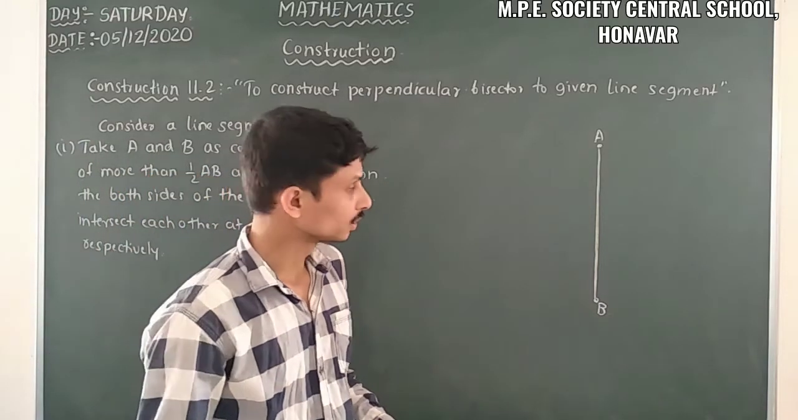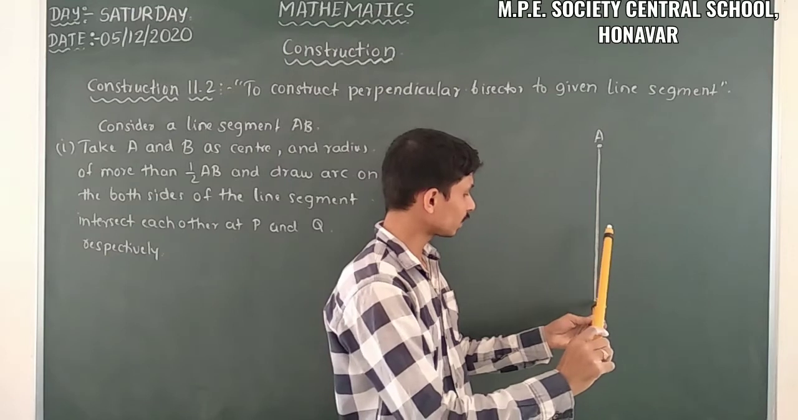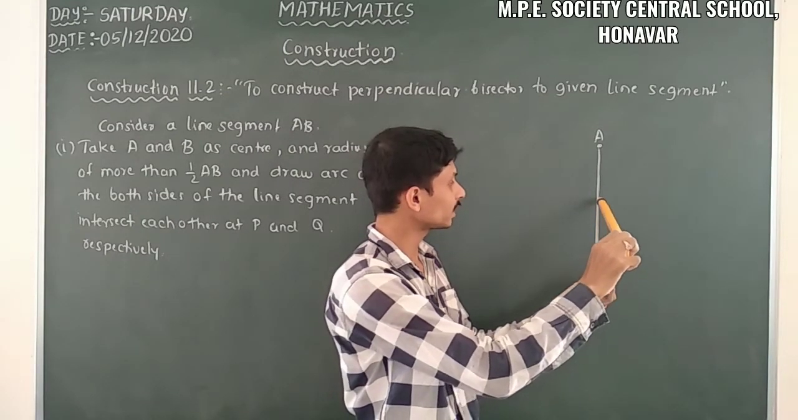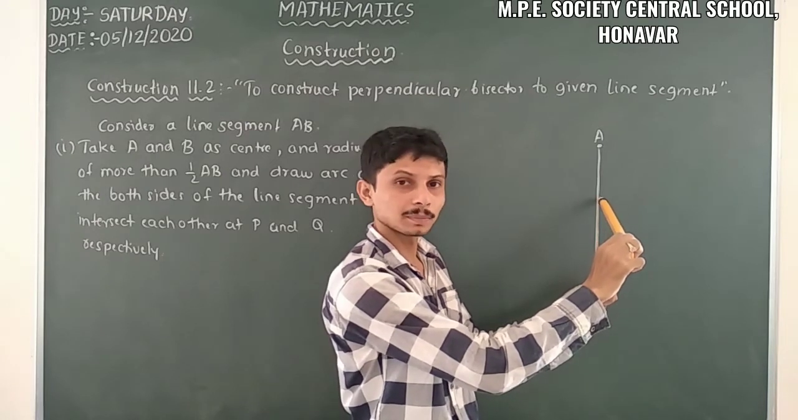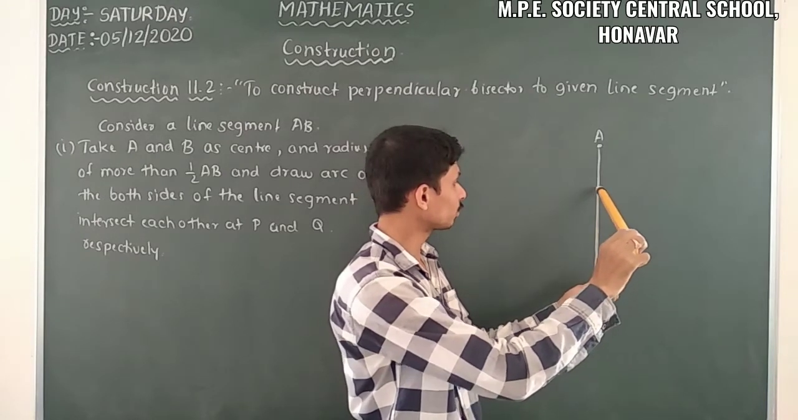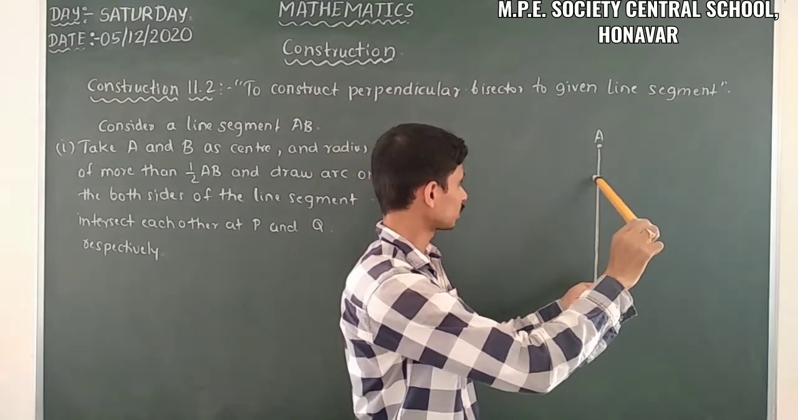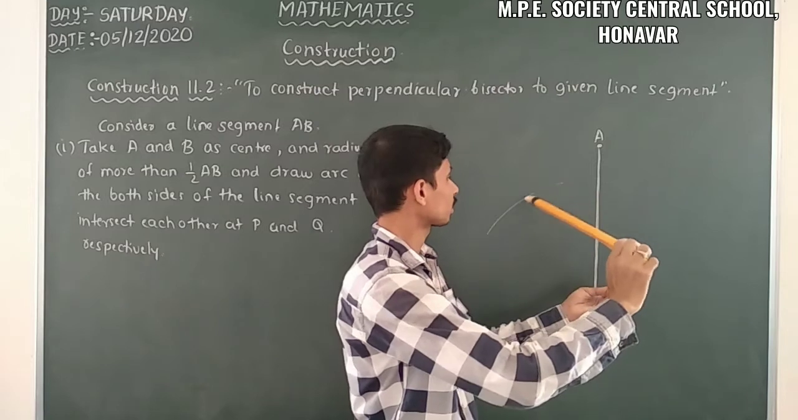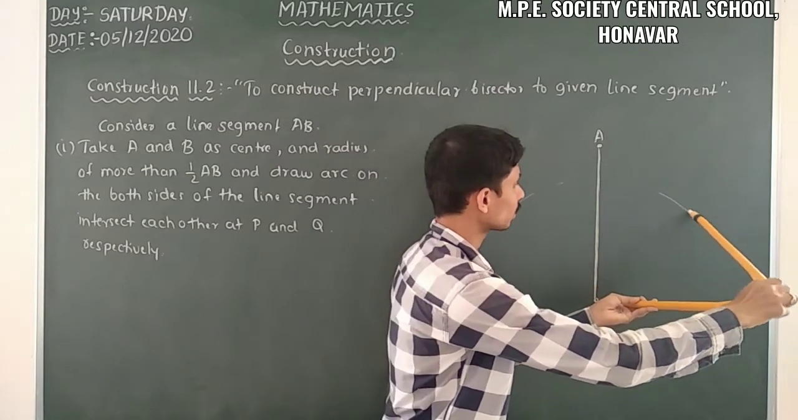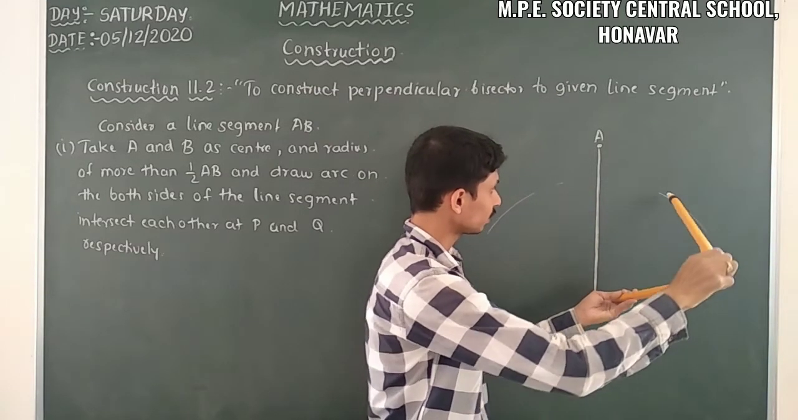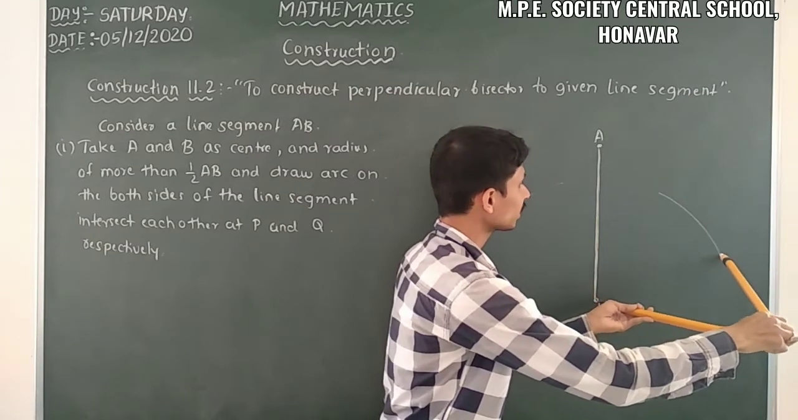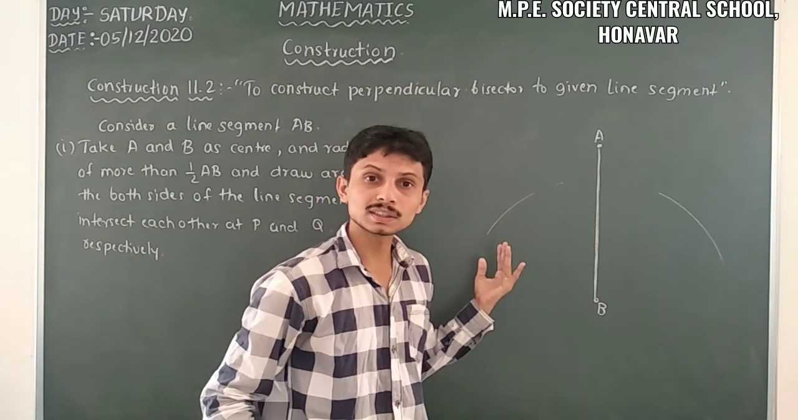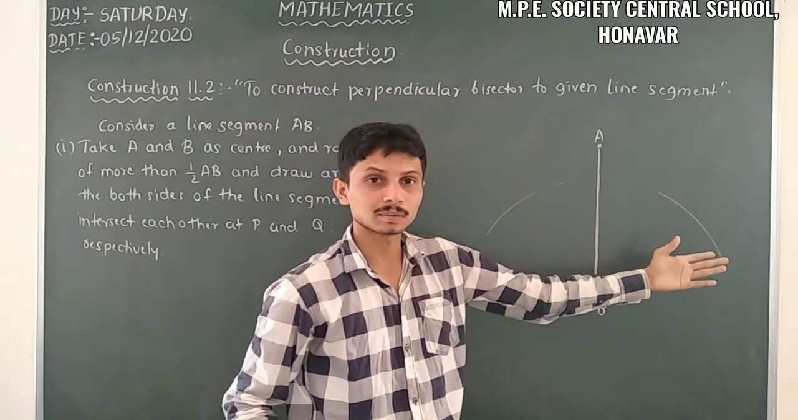So let us take that procedure. Here we have to take A and B as centers, and take a radius more than half of this AB, and then draw a curve. I will take more than half of AB and draw a curve here, and here also. B is the center, so taking B as the center, I have drawn two curves, on the left side and the right side of this line segment.